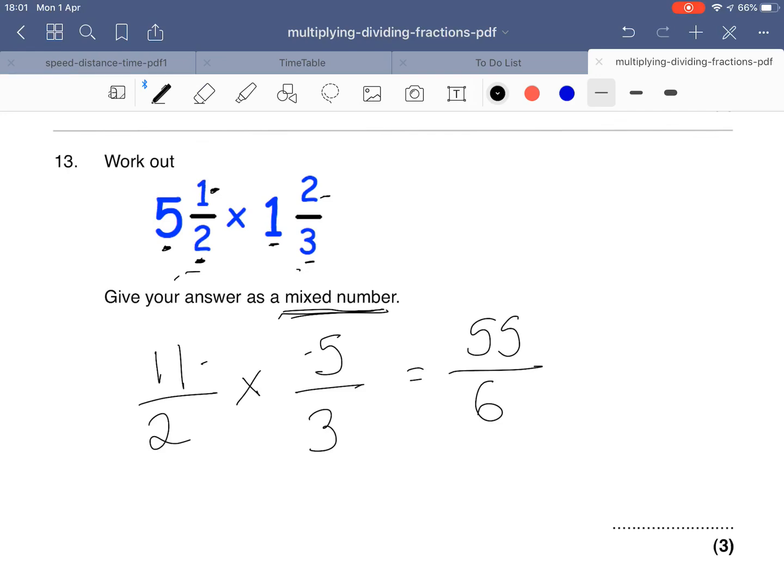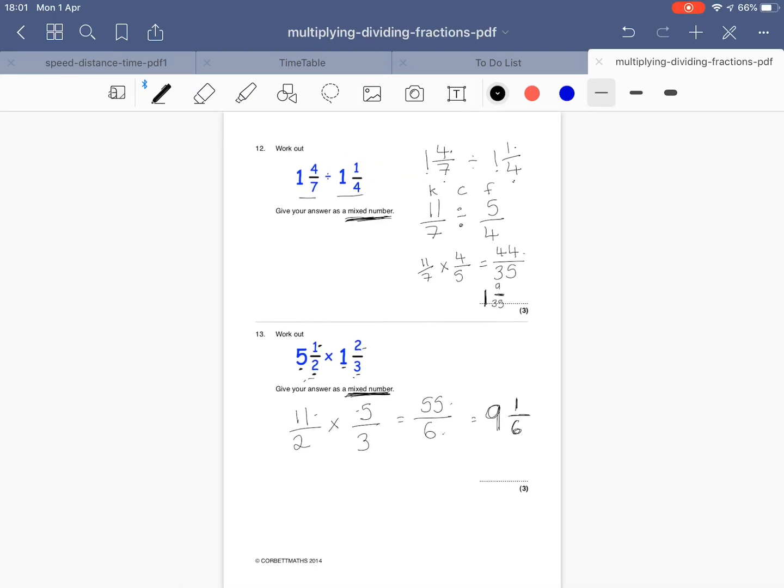So we want it in a mixed number, don't forget. So how many times does 6 go into 55? Well, we know that's going to be 9, because 9 lots of 6 are 54. So that gives me 1 left over out of the 6. So it's 9 and 1/6. So that's how we times and divide fractions, including mixed numbers.